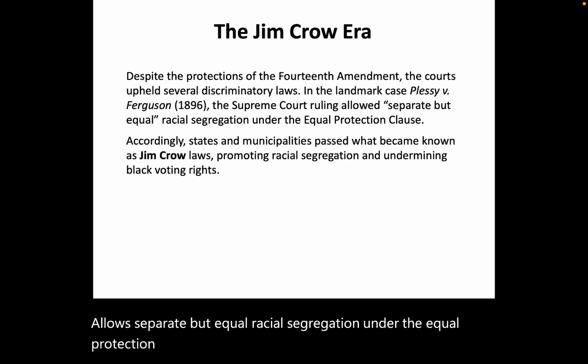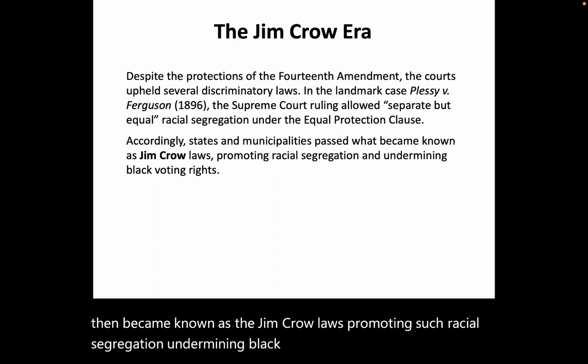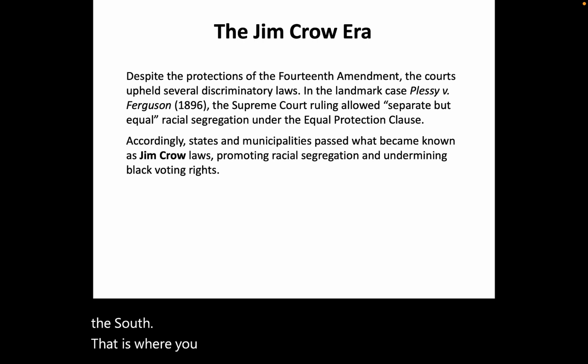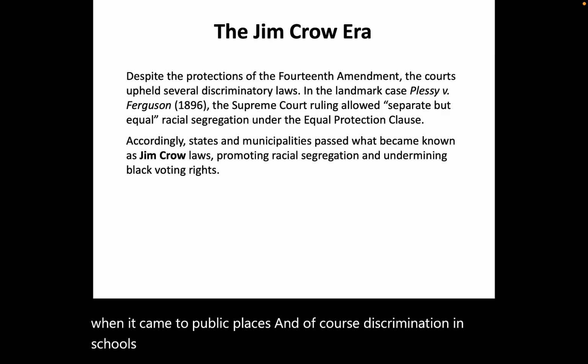Basically, this was the floodgate that opened what became known as the Jim Crow laws, promoting racial segregation and undermining Black voting rights. So the case of Plessy versus Ferguson was the floodgate of discriminatory laws in the South. That is where you see the signs for Black areas and white areas in public places, and of course discrimination in schools as well, with separate schools and separate buildings.